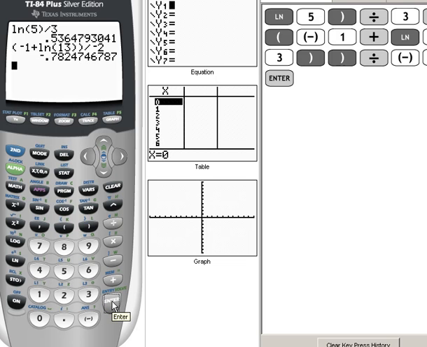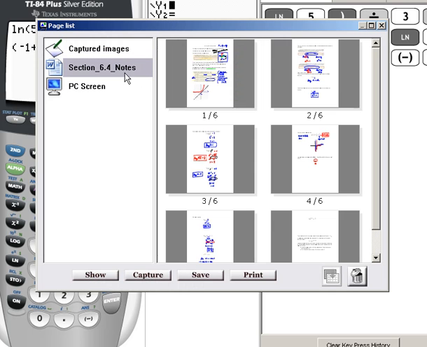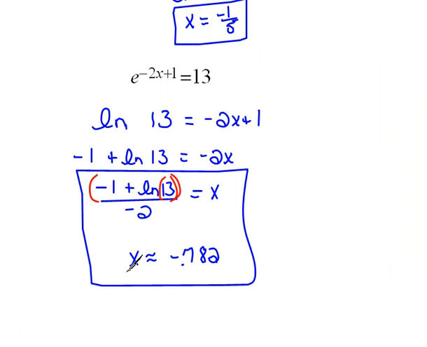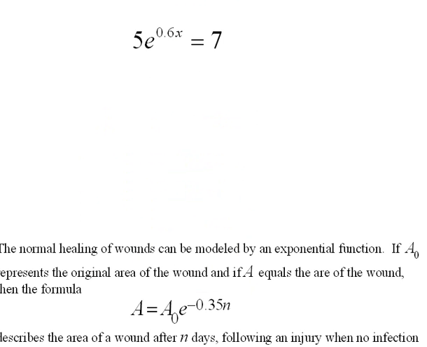Enter, and we should get -0.782, which is what our answer was supposed to be. Just make sure that you're always using your parentheses to force the order of operations properly. All right, let's go back to our notes here, and that's exactly what we were supposed to get. Okay, let's try another one.